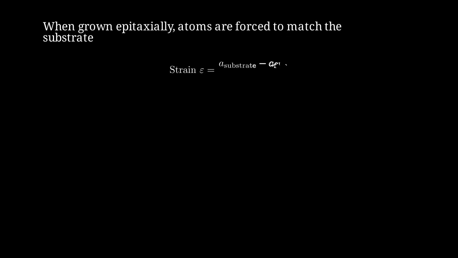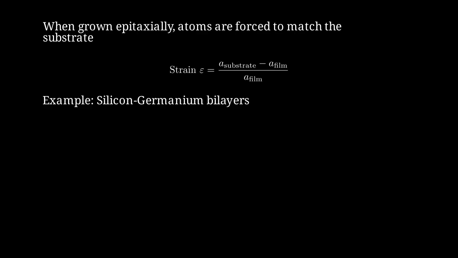The strain is defined as the difference in lattice constants divided by the film's natural lattice constant. Even a 1% mismatch creates huge stresses. A classic example is silicon-germanium bilayers. Silicon and germanium have about a 4% lattice mismatch, creating substantial strain when layered together.